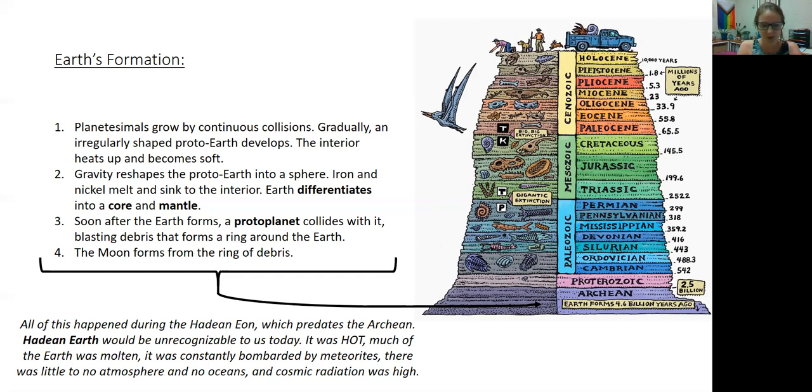And Hadean Earth would be unrecognizable to us today, right? It was hot. Much of Earth was molten. There wasn't much solid rock. It was constantly being bombarded by meteorites. There was little to no atmosphere. There were no oceans. Cosmic radiation was high. It would just be a miserable place to be, right? And all of that happened before what you see in this geologic timescale, before what we're going to talk about for the rest of this class.